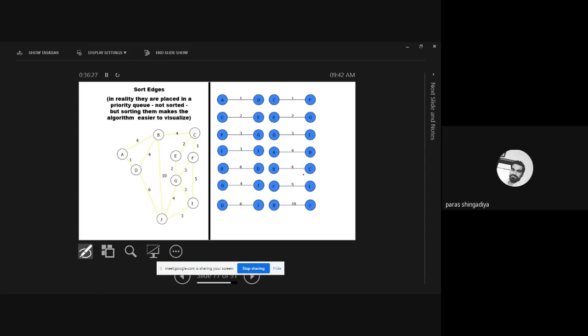sort the edges. That is the next step. In reality, they are placed in a priority queue, not sorted, but sorting makes the algorithm easier to visualize. Sorting the edges means we'll focus first on the minimum weight. We'll connect it, and then continue this chain to connect all the remaining vertices. So now we have to sort these edges. We'll focus first on the minimum weight. In this graph, what is the minimum weight? That is A to D. Clear?